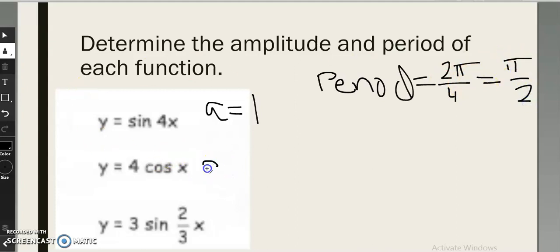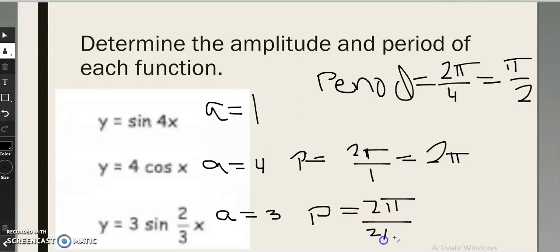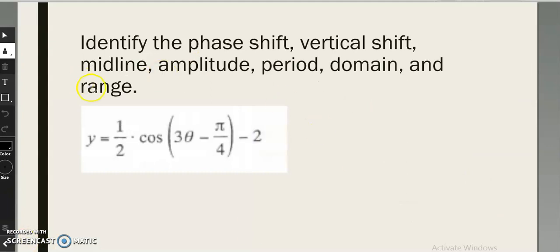For the next one, my amplitude is my coefficient again, which is 4. My period is, there's a coefficient of 1 here, so it's 2 pi over 1, but we don't normally write it like that in math, we just say 2 pi. And then last one, my amplitude is 3, and my period is 2 pi over 2/3. When I evaluate that, I get 3 pi. Let's look at some graphs. Actually, no.